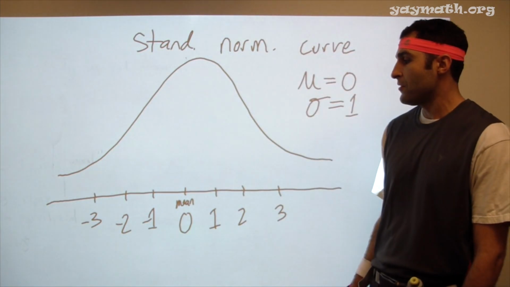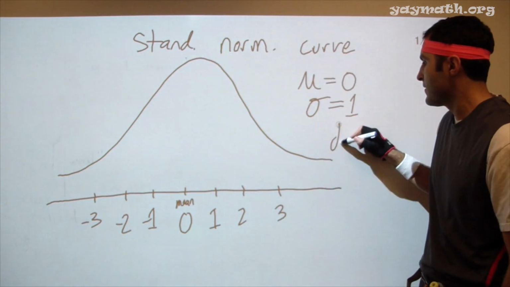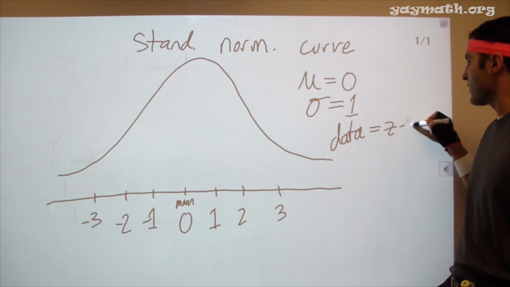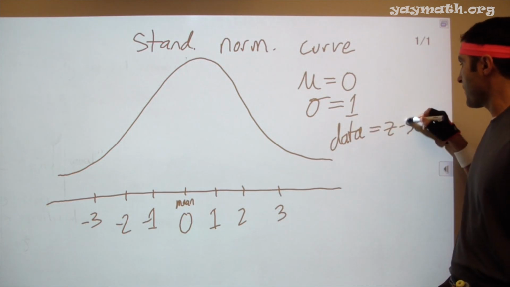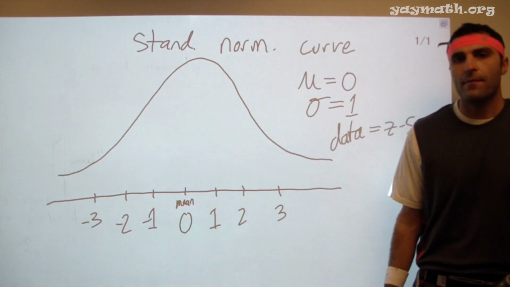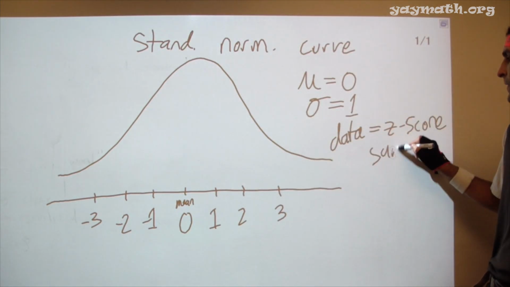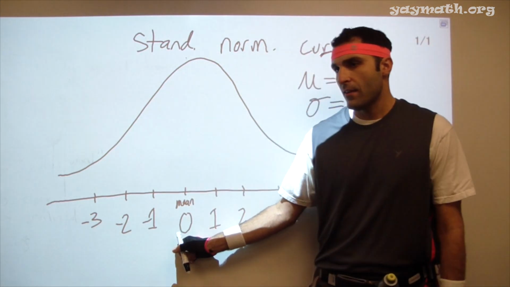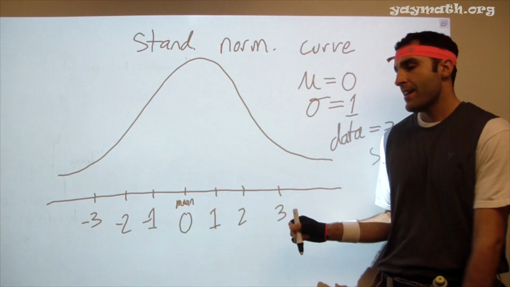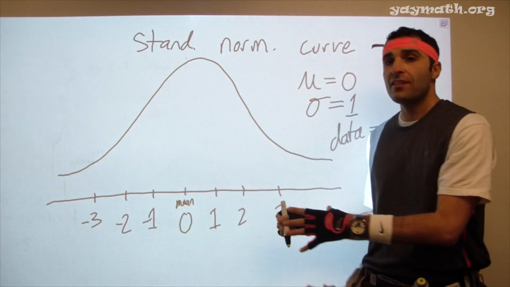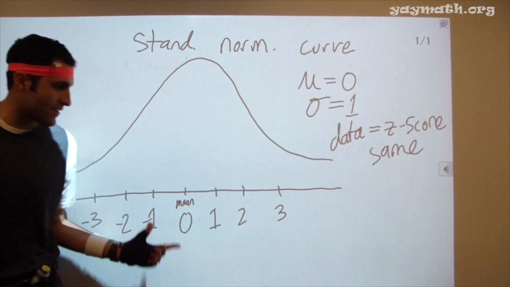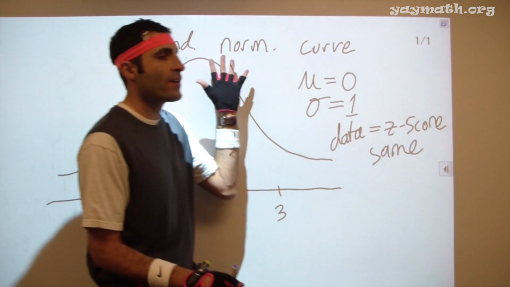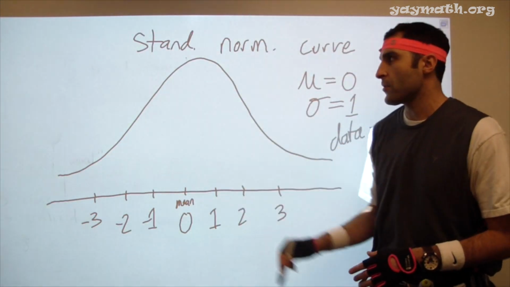So isn't it true that data and z-score have what relationship in this case? They're the same. So imagine a normal curve that had a mean of 0 and a standard deviation of 1. That data actually equals the z-score. So these are z-score and their data. So that's the marking of a standard normal curve.